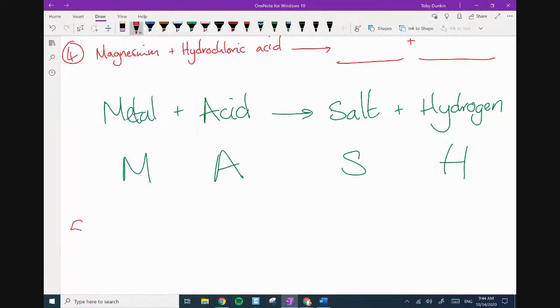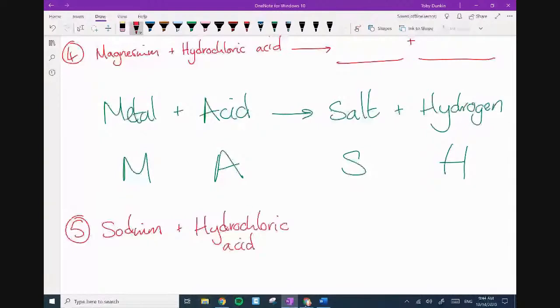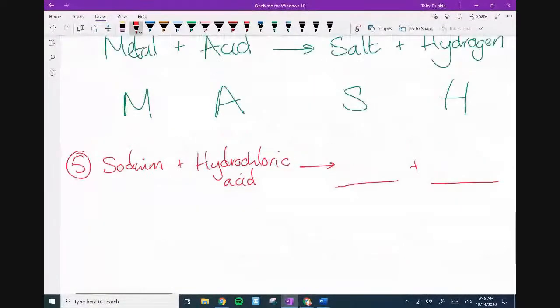Let's do number 5. Let's not do iron. Let's do sodium. Sodium plus hydrochloric acid goes to. Let's see how many people can now do that. And remembering, you can use what Zaina and Navina have already posted. You can use MASH. It's about recognizing the salt. Yeah, really, that's what this is about. It's recognizing the salt from this scenario.